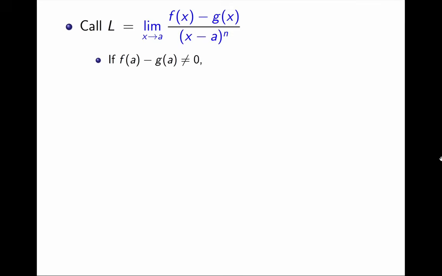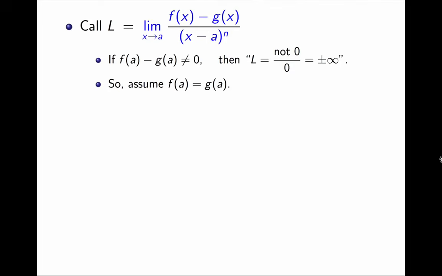If f of a minus g of a is not 0, then I will have a non-zero number divided by 0. The limit L will be plus or minus infinity. And possibly the limit on the left and the limit on the right will be different. But in any case, L will not be 0. So let's discard that case. Let's assume that f of a equals g of a.